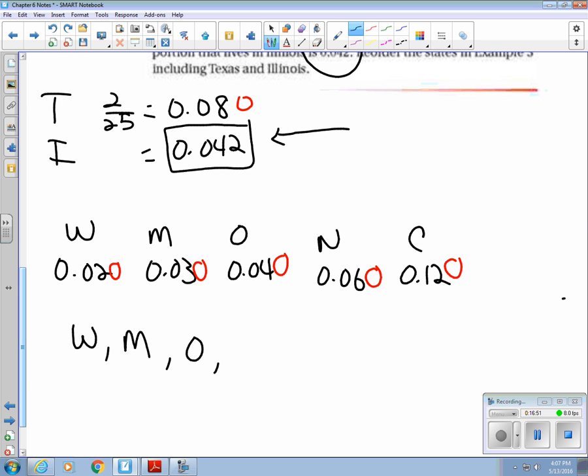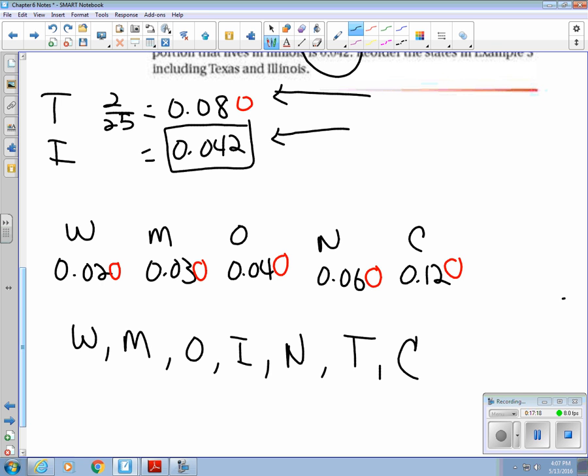But then Illinois would be squeezed in there because it has 42 thousandths, which is less than New York, which has 60 thousandths. So New York would be next. Texas up here has 81 thousandths. That's bigger than 61 thousandths, but it's smaller than California's 121 thousandths. So the next one would be Texas, and then lastly would be California.